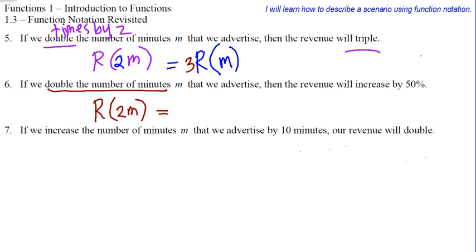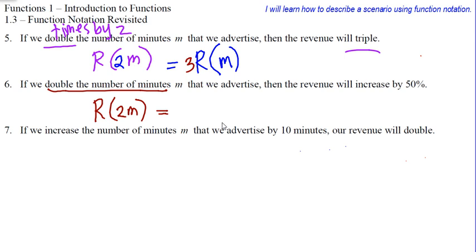The revenue will increase by 50%. So the revenue will not double, and it will not triple. The revenue will increase by 50% only. Okay, so 50%. Say, for example, you have 2 R of M. If you have 2 times R of M, that means double, right? It's a 100% increase, correct? But it's not a 100% increase, it's only a 50% increase.